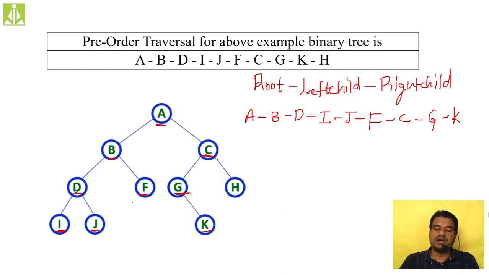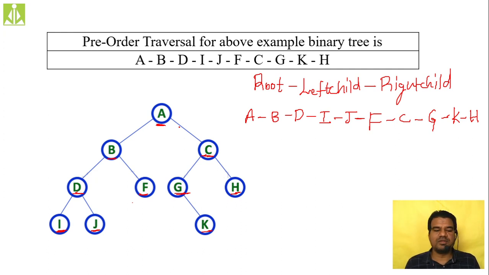So visit right, come to H and make H the root node. Visit H. Try to visit left, nothing is there. Try to visit right, nothing is there. Come back to H, go back to C. For C, root, left and right are visited. Come back to A. For A, root, left and right are visited. There is nothing to go back to, so here we stop.